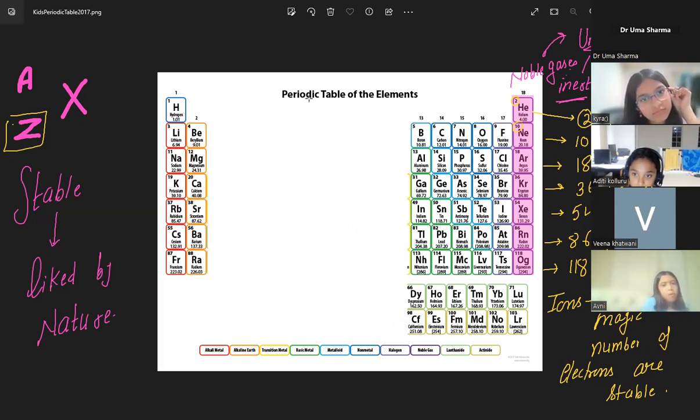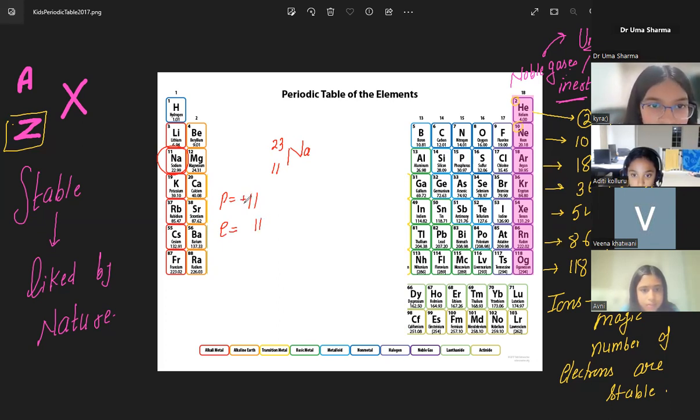Let's pick up sodium metal. Sodium, I'm giving you a symbol here. 11 and 23. So how many protons in sodium? In this sodium? 11. How many electrons? 11. So proton plus, electrons minus. What is the net charge? 0. Yeah, Aditi, getting it? Good.